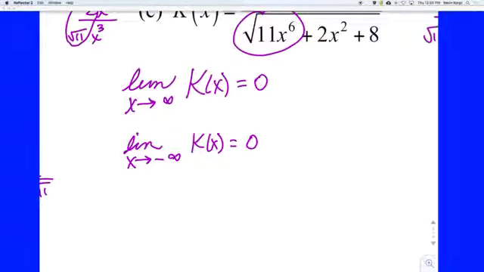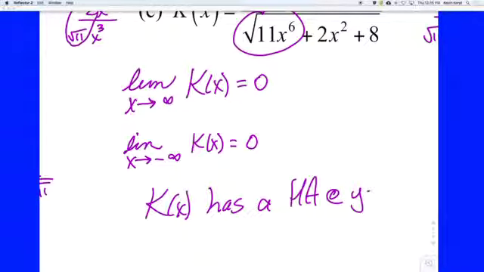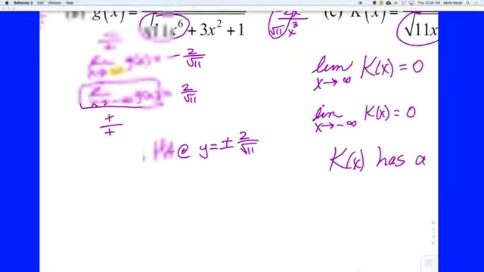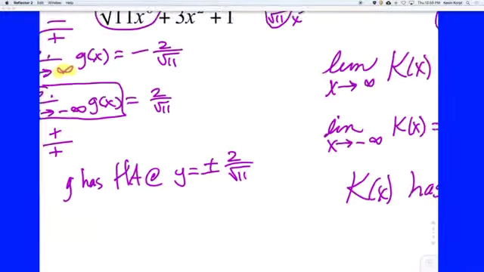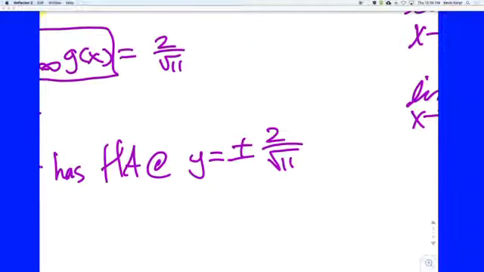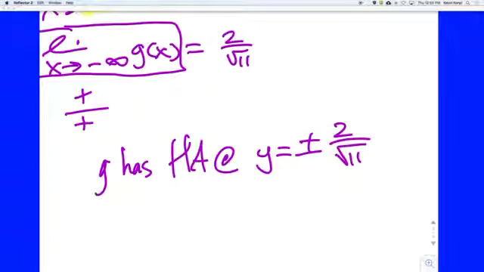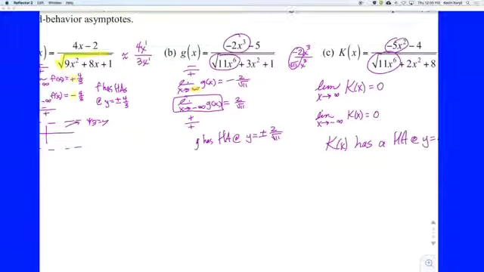So there is only one horizontal asymptote. So k of x has one at y equals 0. Don't forget "y equals". You should never just have a number sticking out there at 0. It should always be labeled x equals, y equals, whatever. And then I didn't summarize very well over here because we had two different end behavior limits. The function g of x did have two horizontal asymptotes, okay?